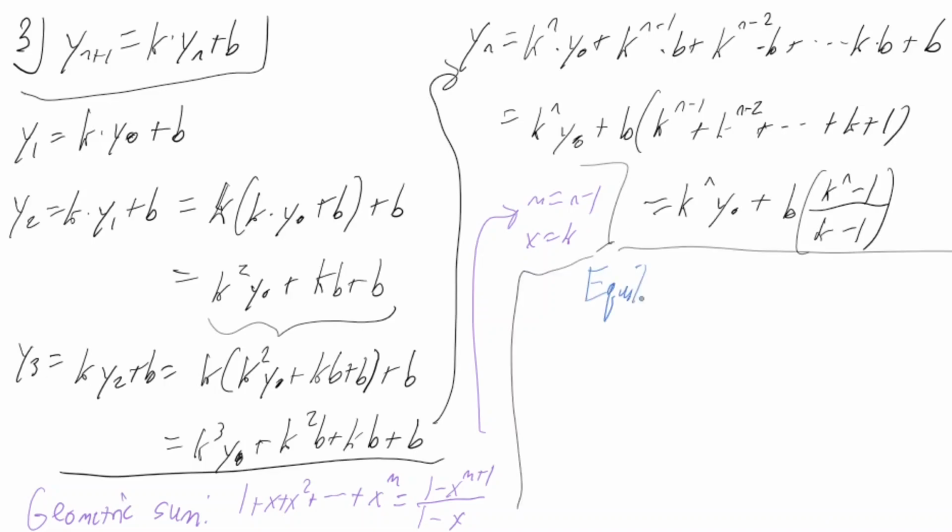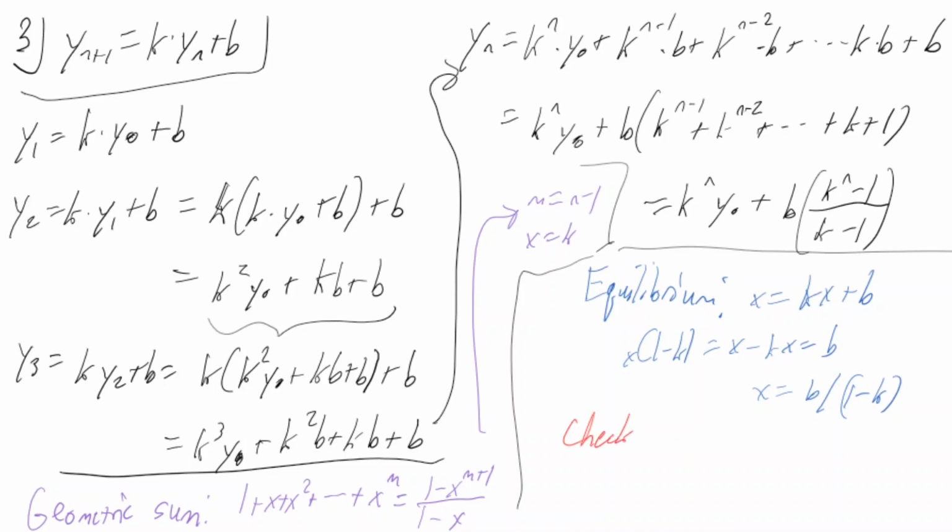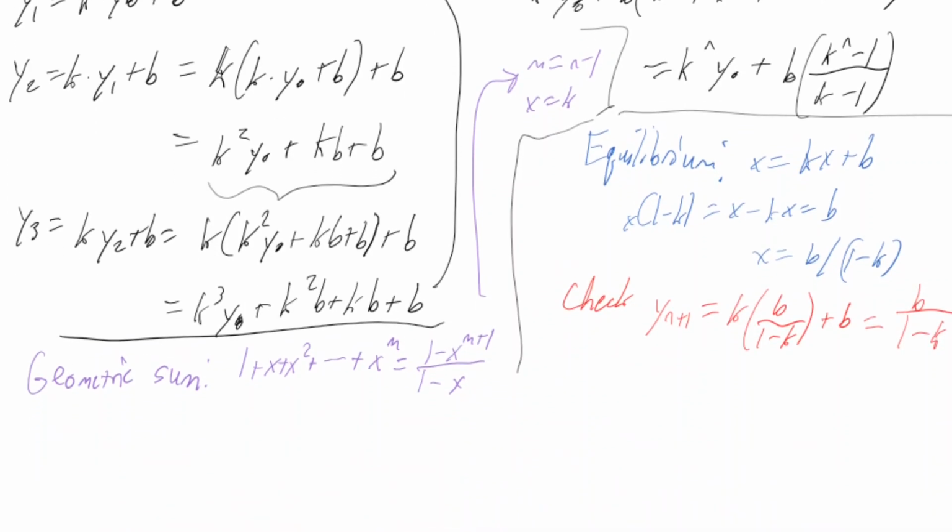Now let's check what the equilibrium solutions are. If we just plug in x for y sub n and y sub n plus 1, and do a little bit of algebra, we get that x equals b over 1 minus k. And we could check that this is an equilibrium solution by plugging this in for y sub n, and we would get that y sub n plus 1 is equal to k times b over 1 minus k plus b. And then after a little bit of algebra, we'll see that this is exactly b over 1 minus k. And that's what it means to be an equilibrium solution. It just means that y sub n plus 1 is equal to y sub n.